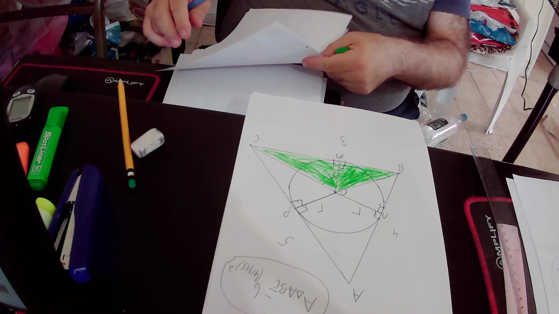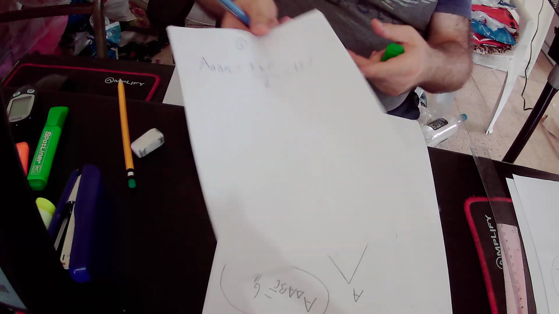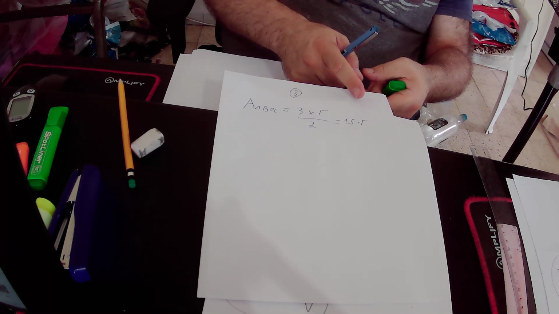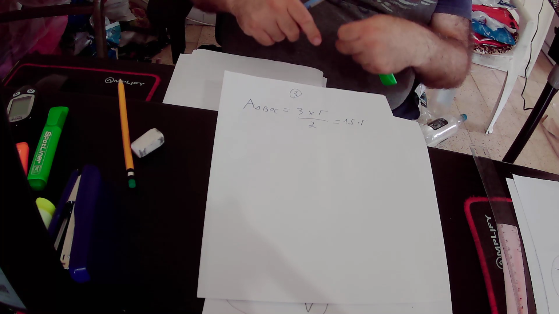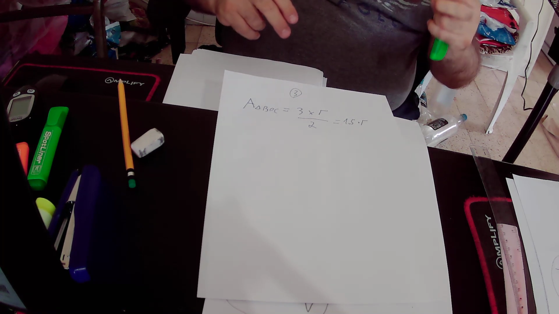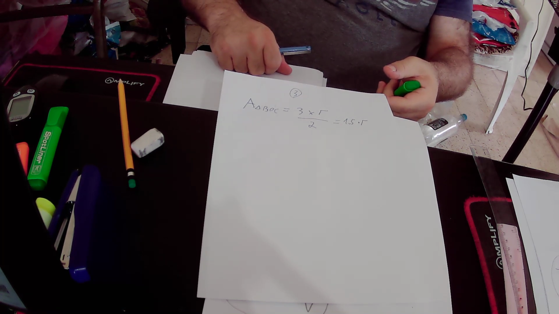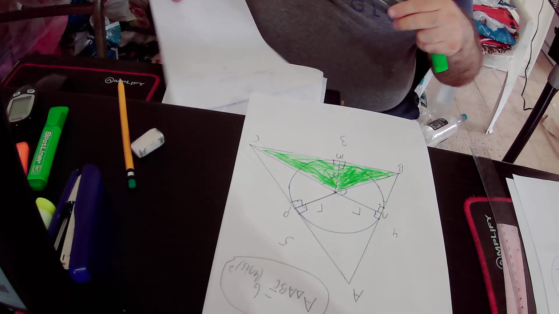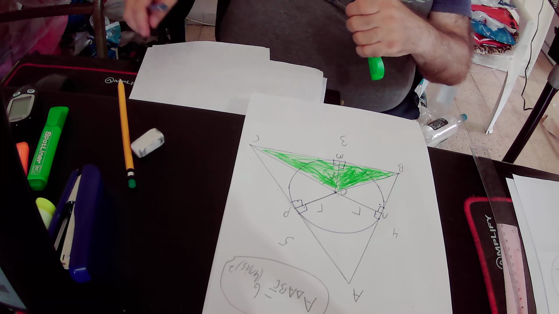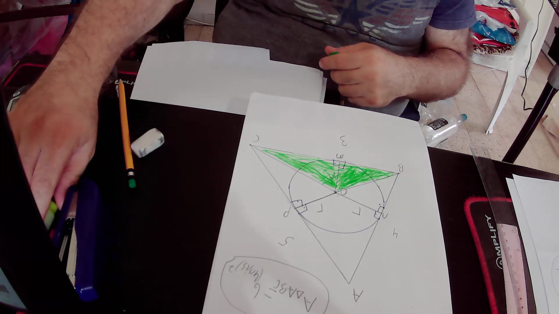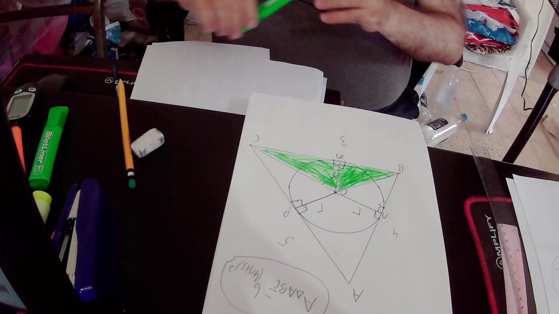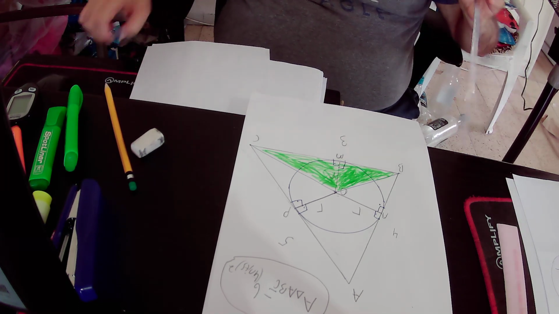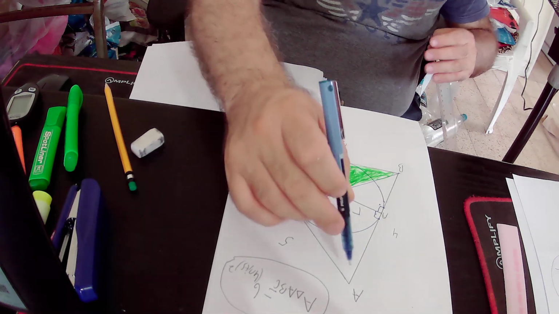Okay, so the area of the green triangle equals 1.5 times the radius of the circle. In the same way we will calculate the area. Before that we will connect together points O and A by a straight line.